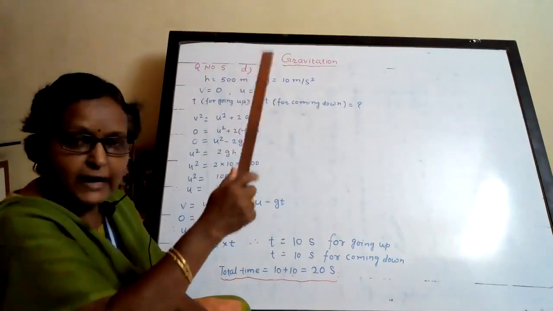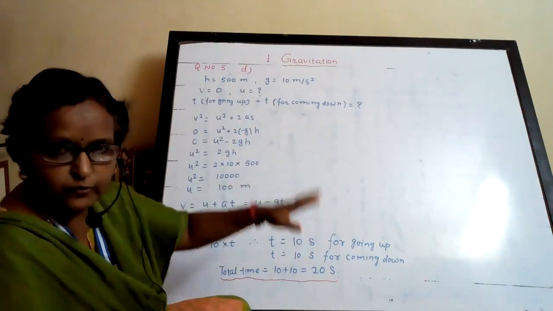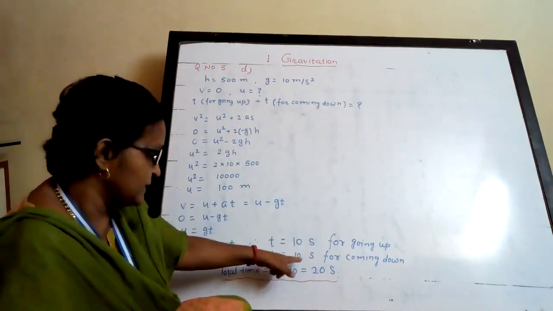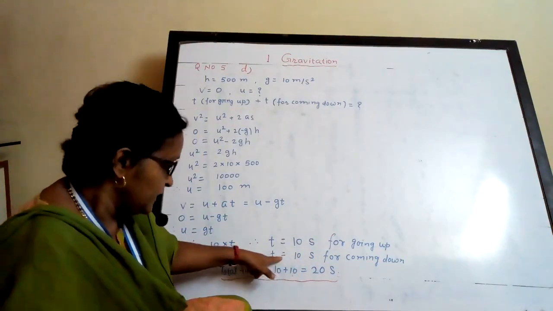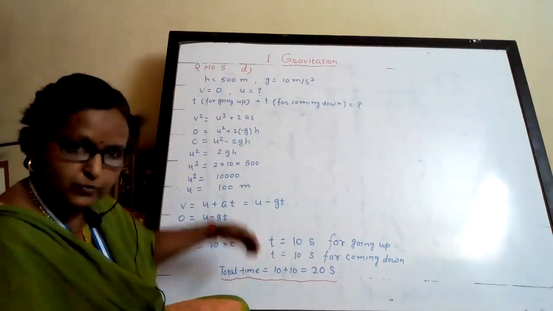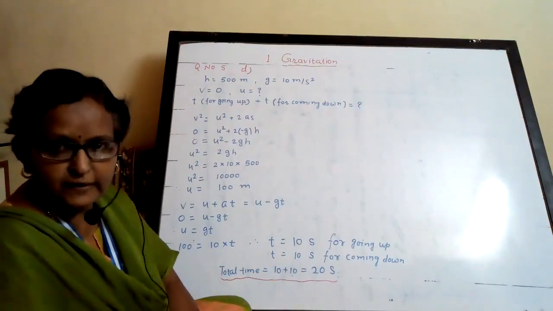It has reached the height of 500 meter. So it has to come 500 meter down to the surface of the earth. So the same time will be taken by that object. So t is equal to 10 seconds for coming down. So the total time to reach the earth will be 10 plus 10 is equal to 20 seconds.